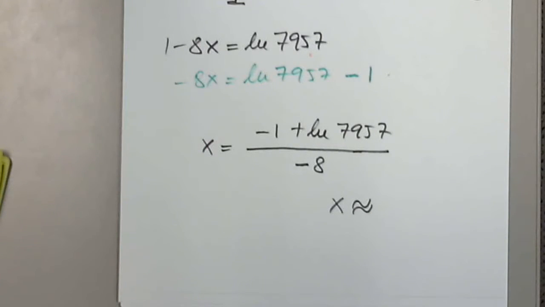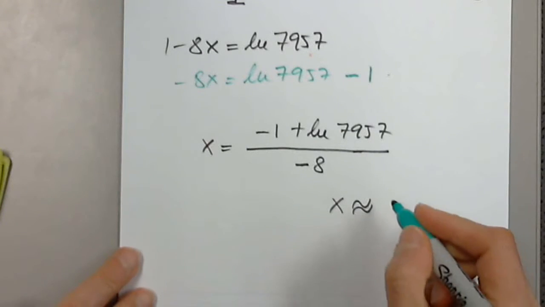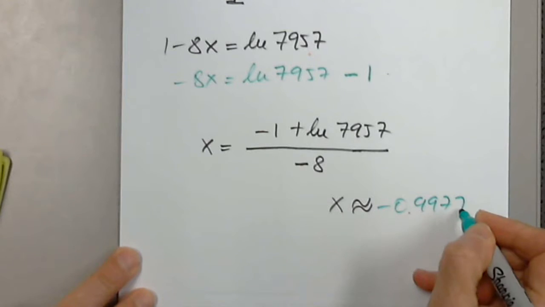Okay, so negative 1, parentheses for the top. Negative 1 plus natural log 7957. Close the parenthesis for the log. Close the parenthesis for the top. Divide in parentheses by negative 8. And close. So we got negative 0.9977.